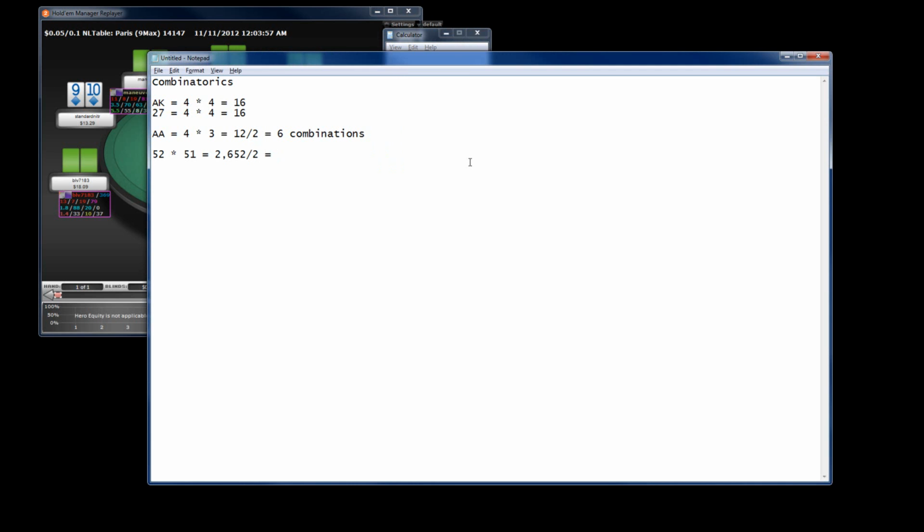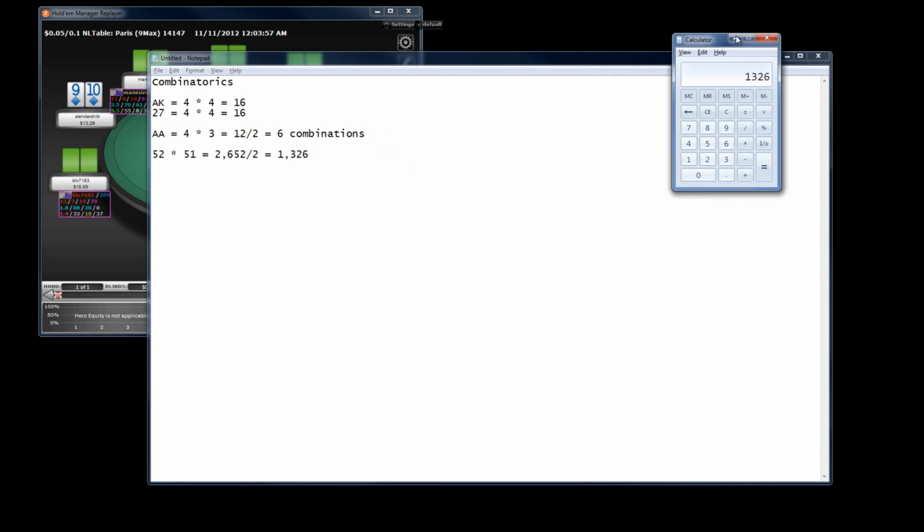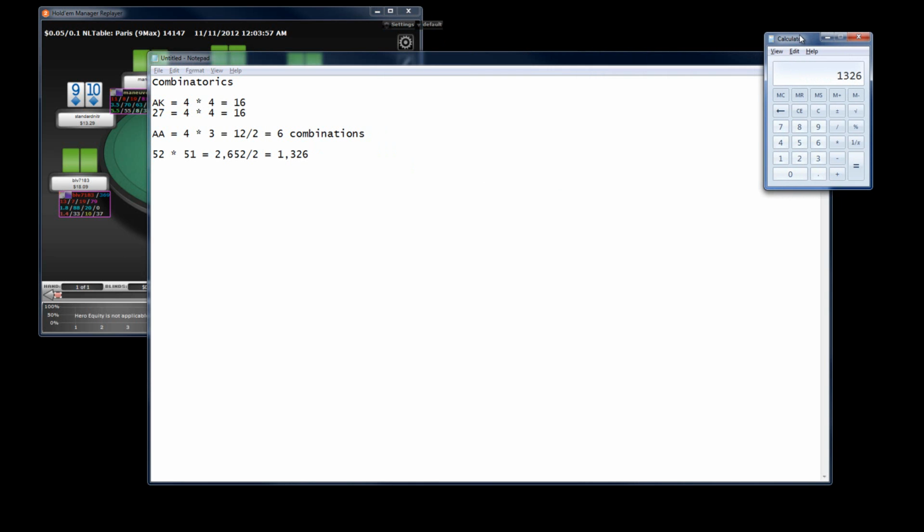1,326. So there's 1,326 total combinations of hands in No Limit Texas Hold'em. Cool. So that's kind of an interesting thing about combinatorics. But let's go ahead and actually put it into practice, something that could be actually useful. And I totally advocate for all my students to do this when they're reviewing their own hands.